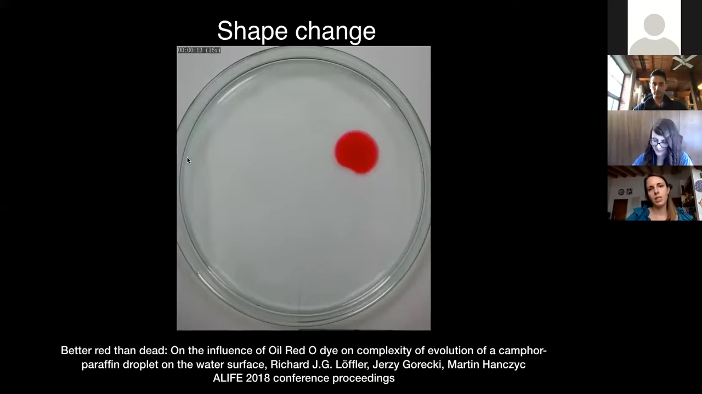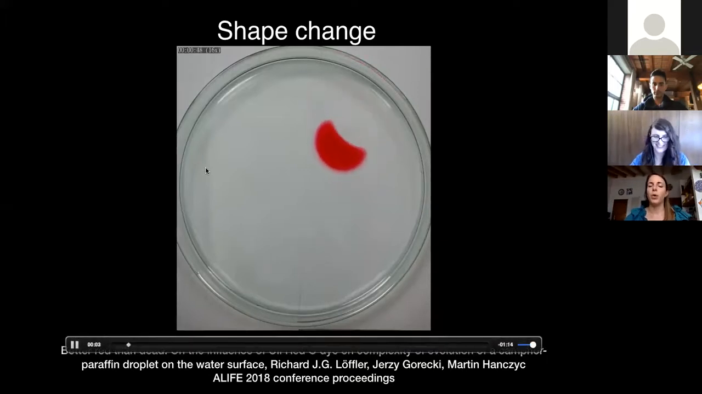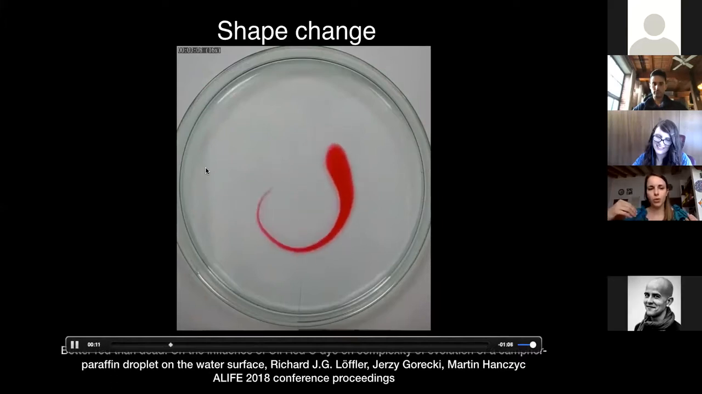So what happens to these droplets when they are placed in water? They change their shape. They elongate, they become longer, and they try to fuse.